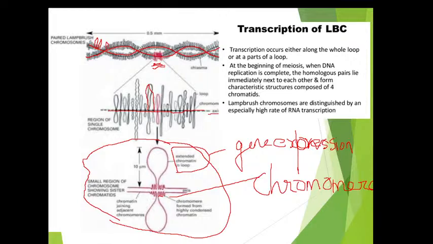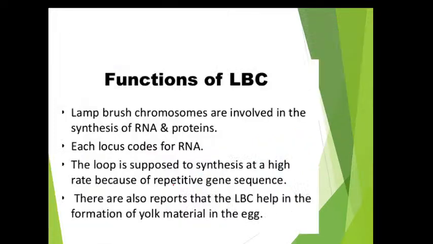Why? Because the chromatin there is in a condensed stage, and that is known as the chromomere. The chromatin is not exposed, so gene expression is not present in the condensed stage, but from the extended loop more proteins are produced. So that is about the Lampbrush chromosome.